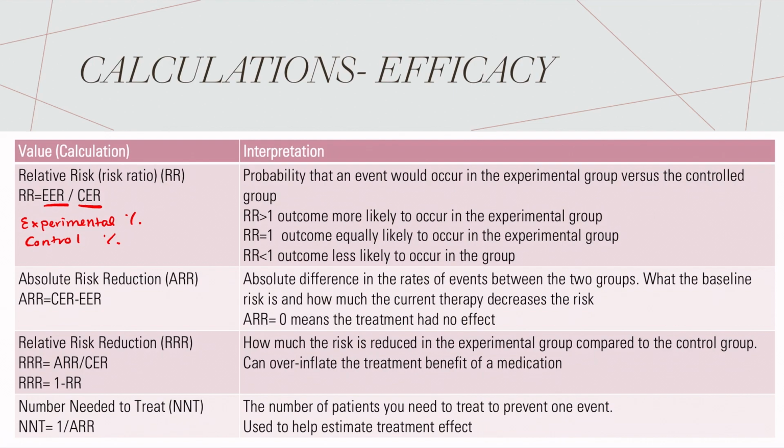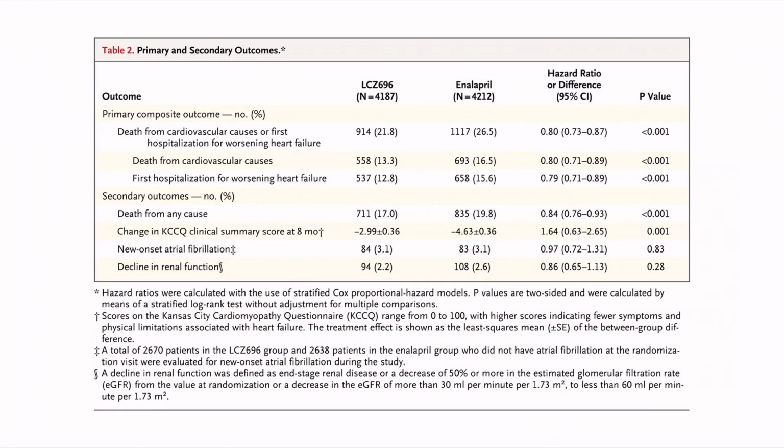So, let's start out by trying to calculate your relative risk or your risk ratio. Going back to our trial here, if you remember, this is sacubitril/valsartan, and this is your experimental group. You would just know that by reading through the trial, knowing what we're trying to study here. Enalapril is the controlled group.